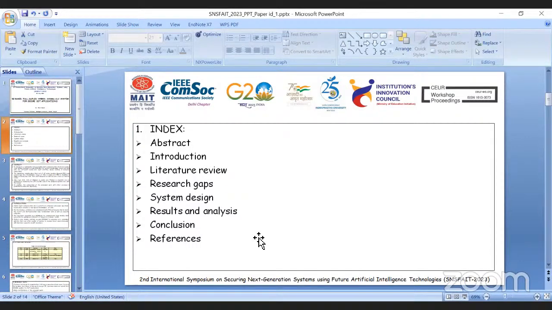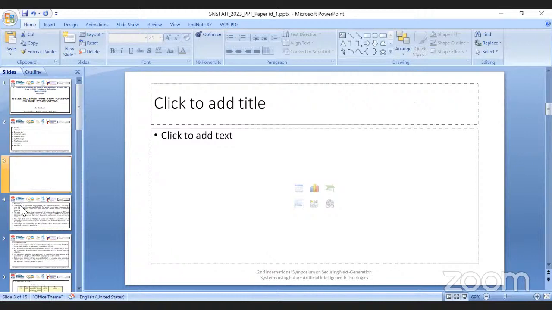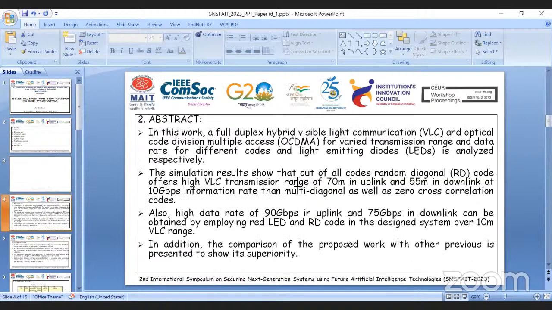So thank you, sir. First of all, I will present the abstract, introduction, literature review, research gap, system design, result analysis, conclusion. Okay. So the abstract. In this work, a full duplex hybrid VLC, visible light communication, and optical code division multiple access OCDMA for varied transmission range and data rate for different codes and light emitting LEDs has been analyzed.